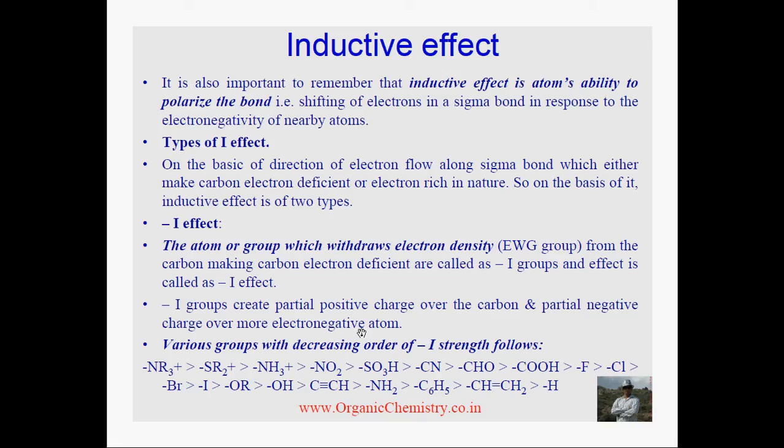The strength of minus I is also important. Various groups in decreasing order of minus I effect: NR3+, followed by SR2+, followed by NH3+, then NO2, SO3H, CN, CHO, carboxylic acid, fluorine, chlorine, bromine, iodine, OR, OH, triple bond alkyne, NH2, phenyl C6H5, vinyl CH=CH2, and the reference value is H.